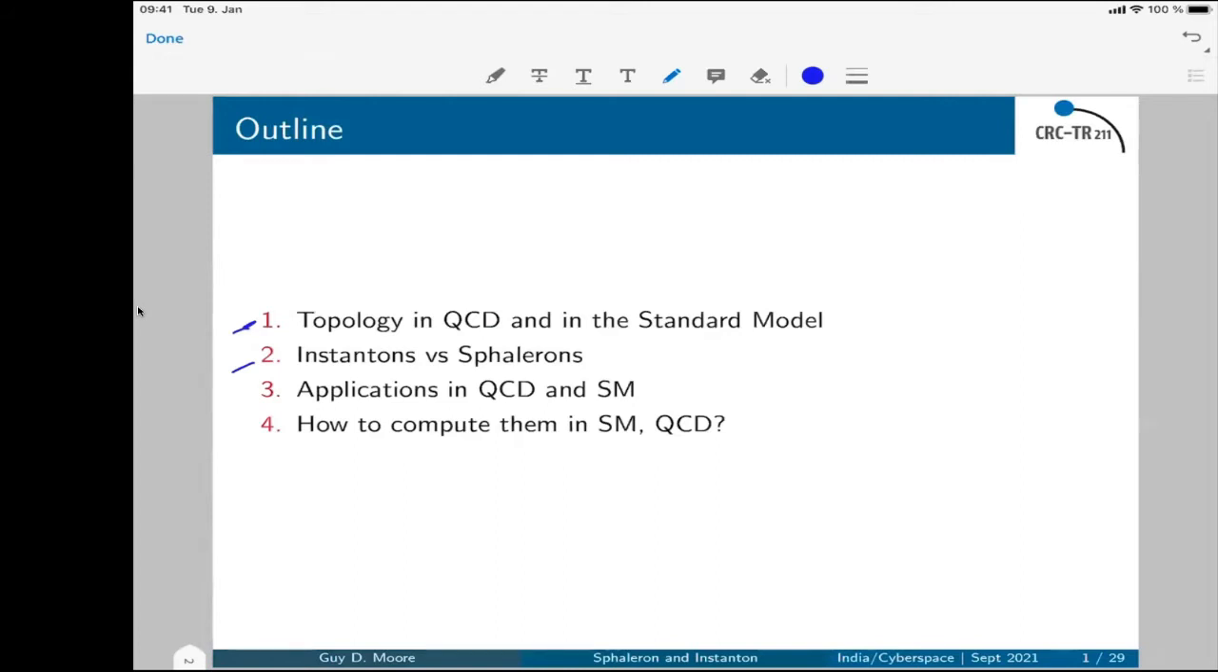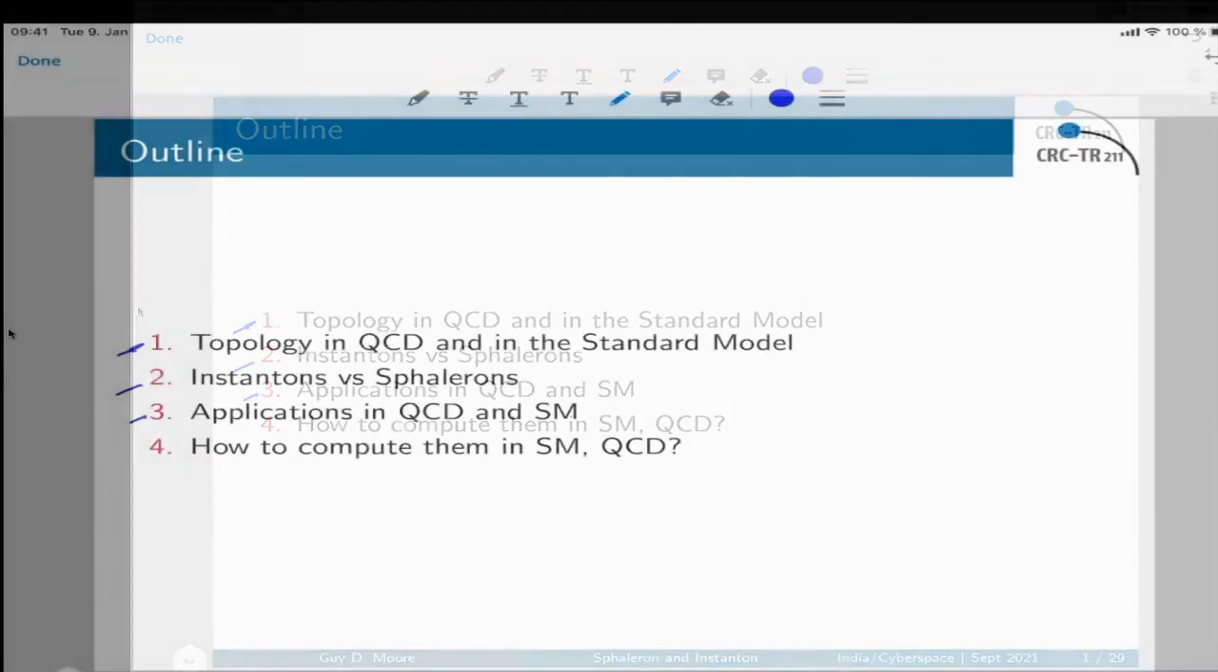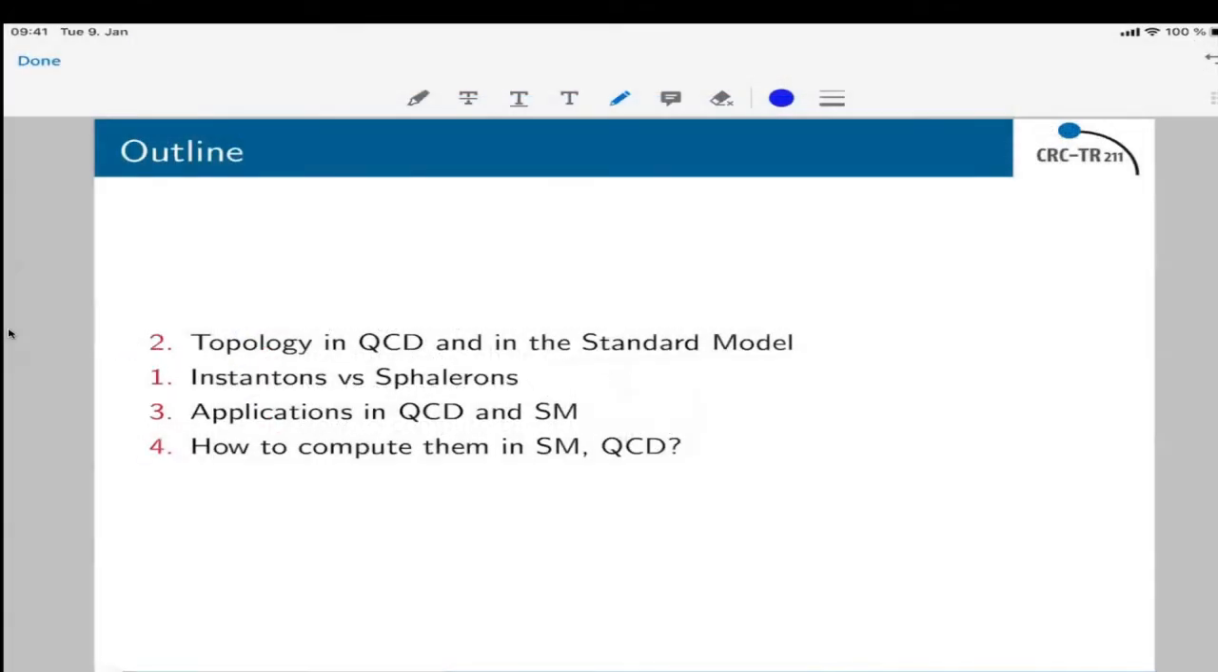And the previous speakers have actually done a lot of my work for me here. So I will touch on how we try to compute these things. But what I'm actually going to do is the first two things in the reverse order. I'm going to start by explaining what is this notion of instanton and sphalerons and how are they different and how are they answering different things.